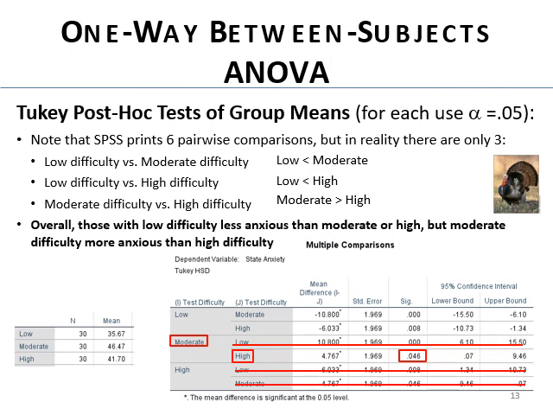And then for the second part of that sentence, moderate difficulty was more anxious than high. Again, we know that the red boxes that are highlighted, moderate differed from high in anxiety. And who's higher? Moderate, right? Moderate was 46.47 and high was 41.70.